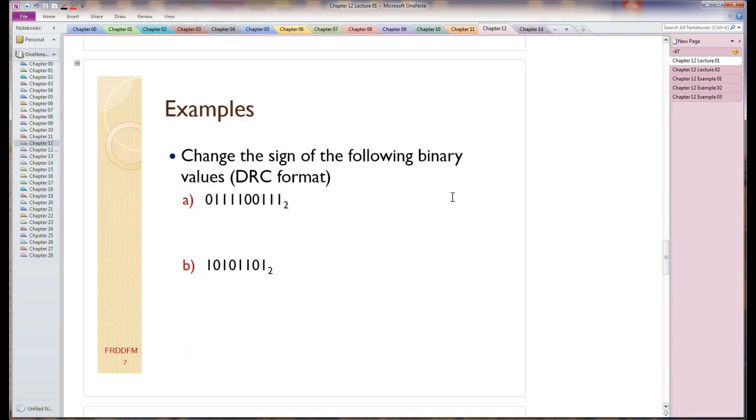The first issue is, let's take these numbers here. They're in DRC format, and what we're going to do is change the sign of these things, which in DRC format means toggling all the bits. So not just the sign bit. There it is. I toggled all the bits.